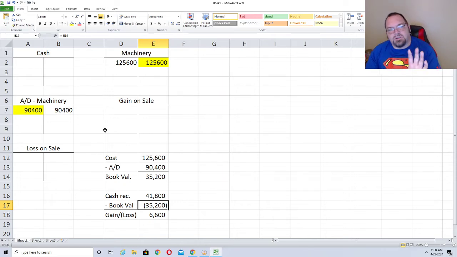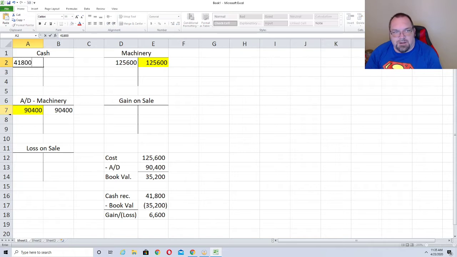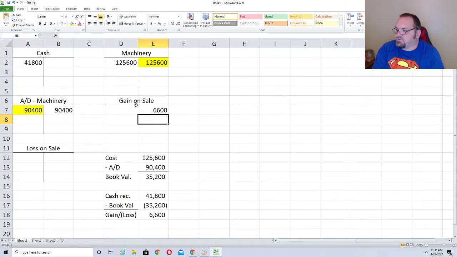So when we do this entry, we'll still need the machinery credit. We'll still need the debit to AD machinery. We will now need a debit to cash. We actually got some this time. Remember the gain, because it's a revenue type of situation. It's not quite revenue, but it's close. Because it's considered like a revenue item, it'll be a credit here of 6,600. So that's the entry for number 4.